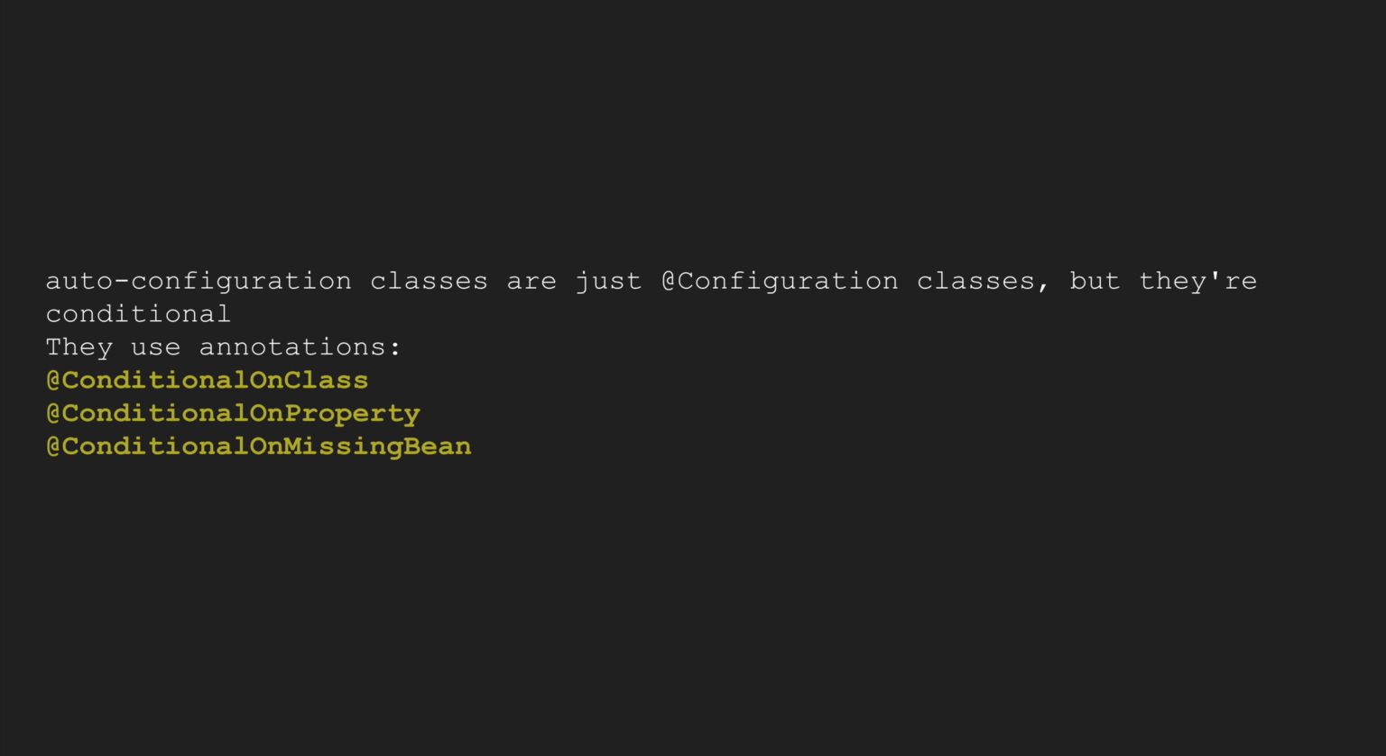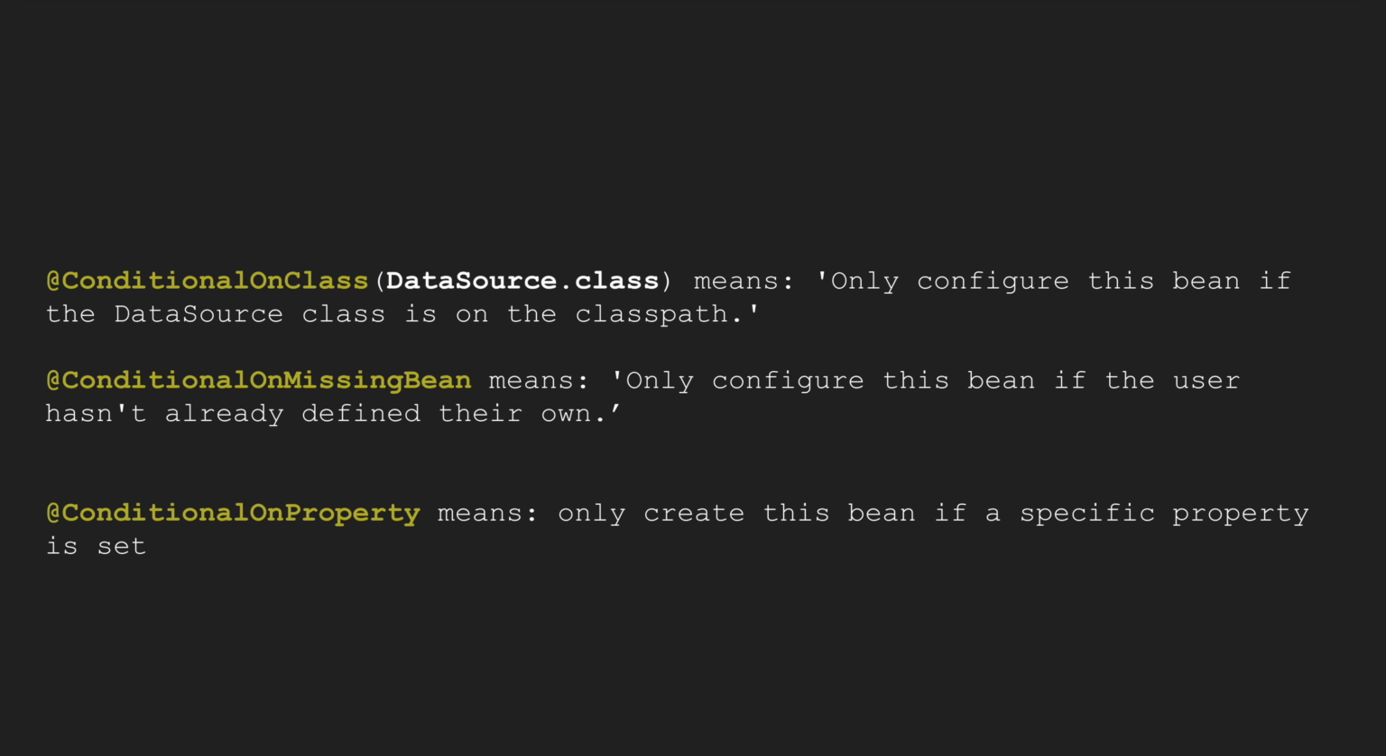Auto configuration classes are just configuration classes, but they are conditional. There are three main condition annotations that are used: the first one is conditional on class, then conditional on property, and conditional on missing bean. So what does each one of them mean?